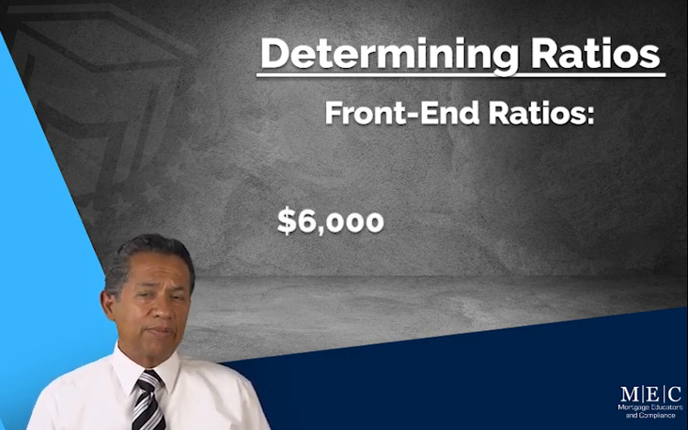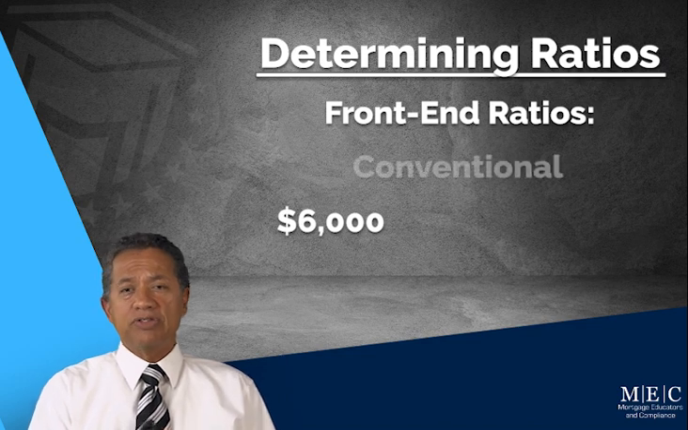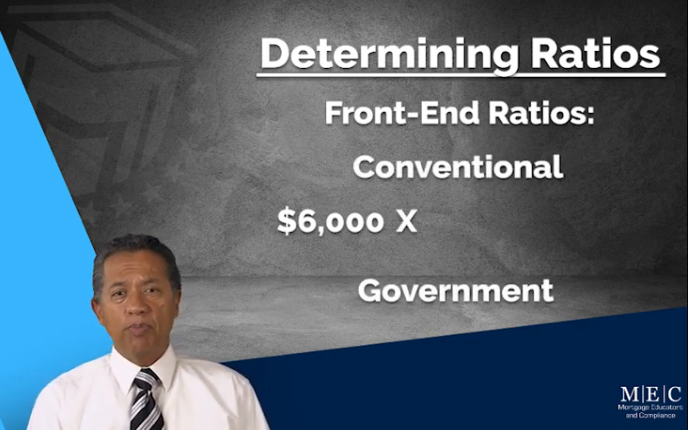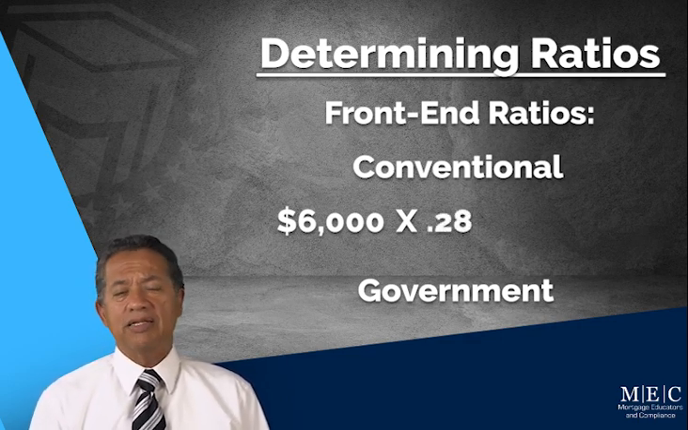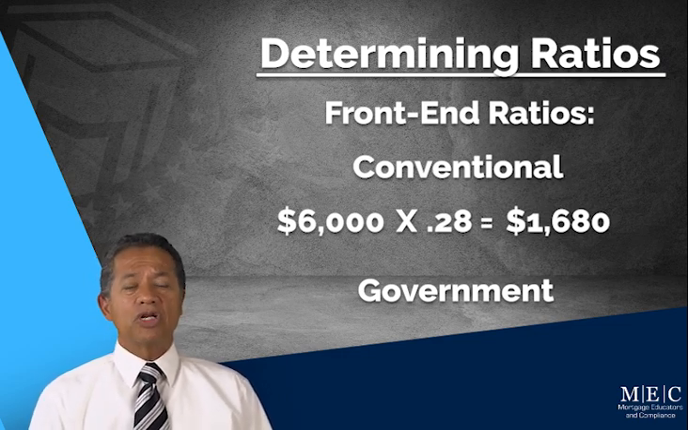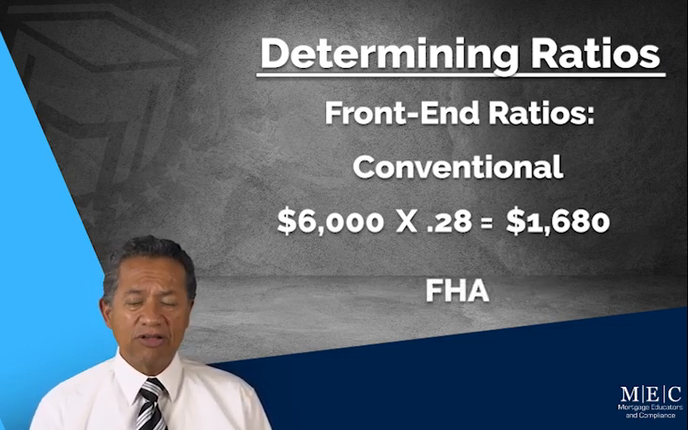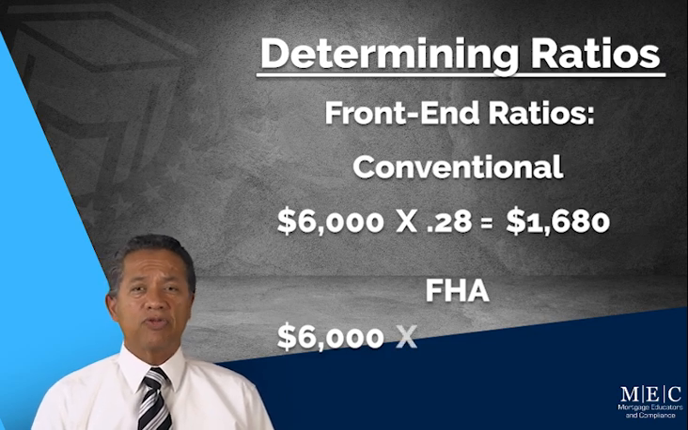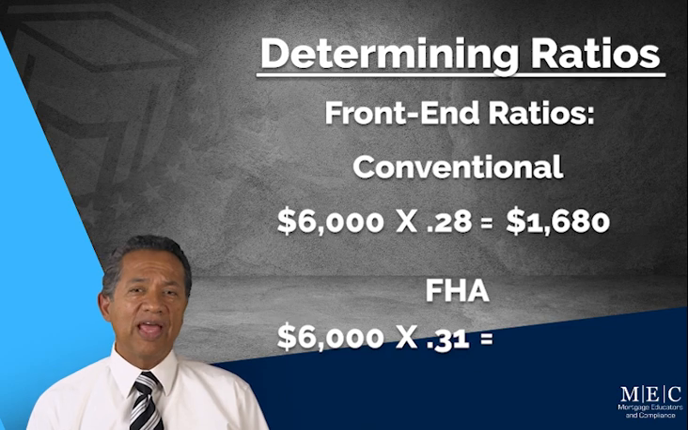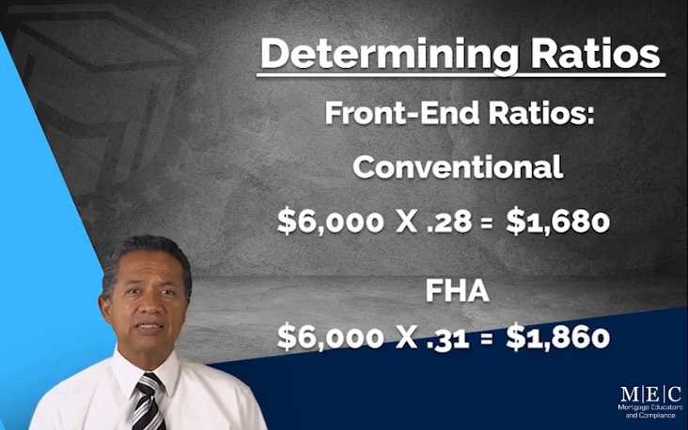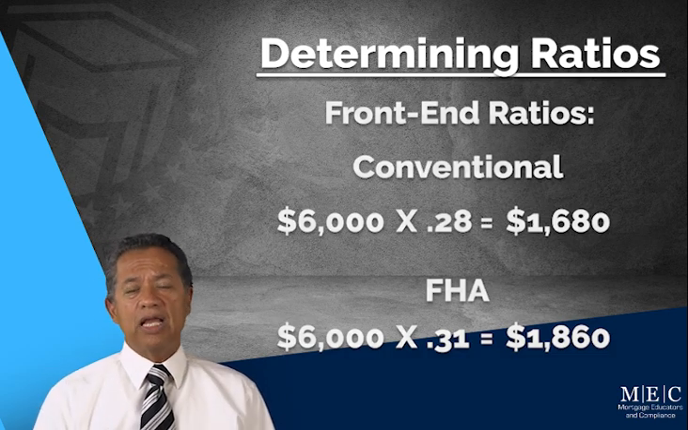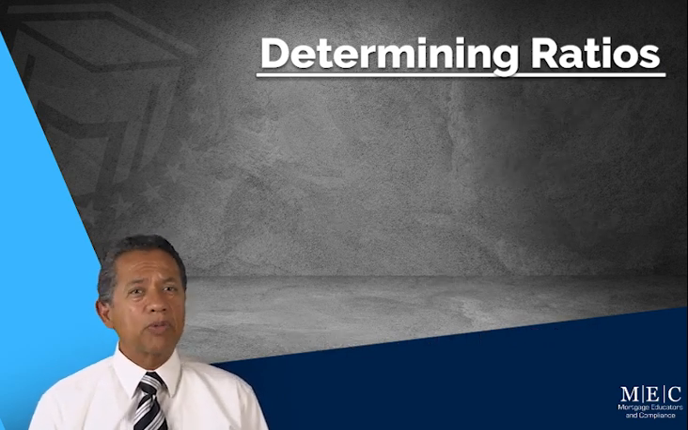So the maximum housing ratio, if you were going to go conventional, 6,000 times 0.28, or 28%, is $1,680. If you were going to go FHA, same 6,000 gross monthly income times 0.31, or 31%, is $1,860. Okay, so you have a rough idea of how much the borrower can afford.